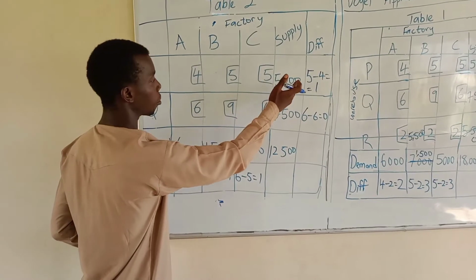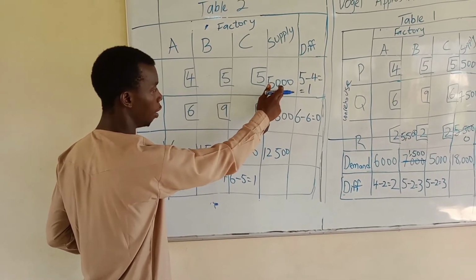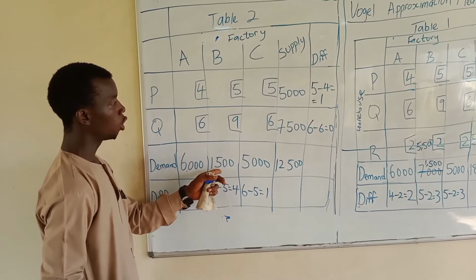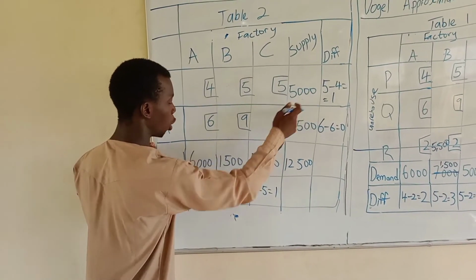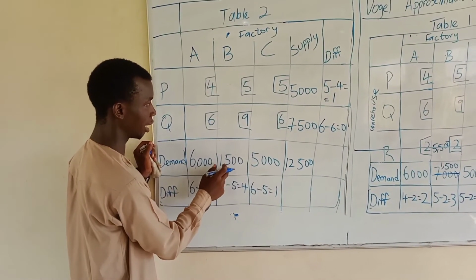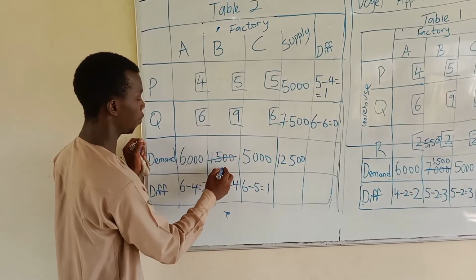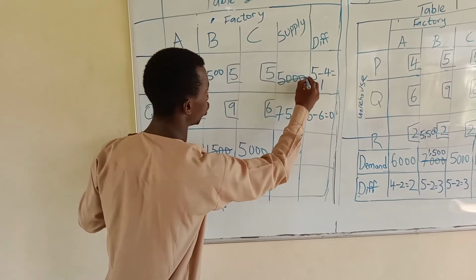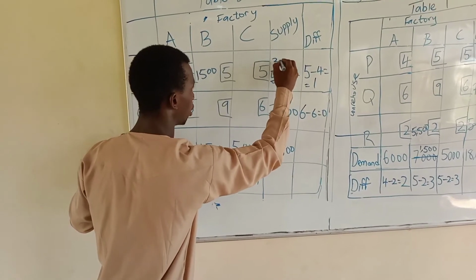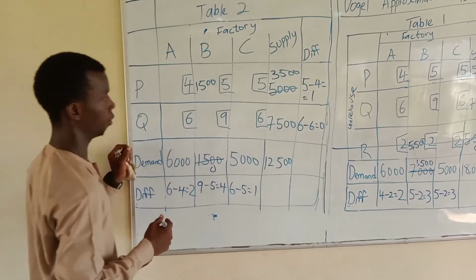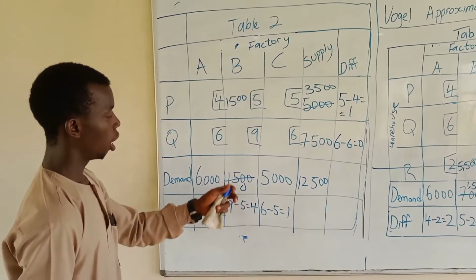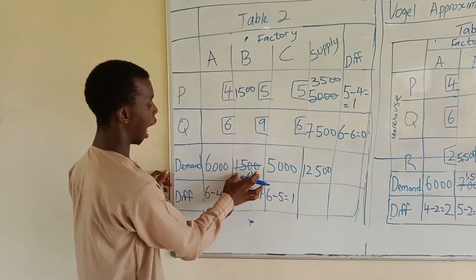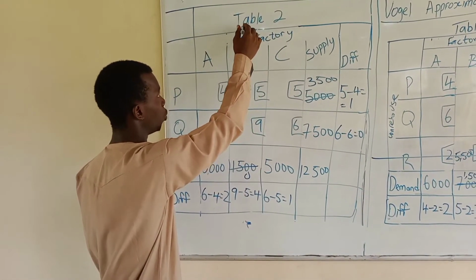What is the supply? We have supply of 5,000 available in the factory, and we have demand of 1,500 left. So what are we going to do? We have supply, 1,500 that is needed. We write the 1,500 here. Then we subtract 1,500 also from here, remaining 3,500. From here, we move to the next table. We cancel this row as it has been satisfied.